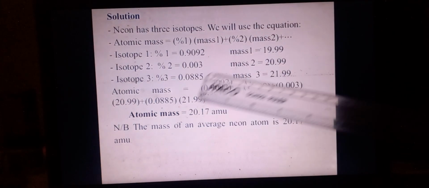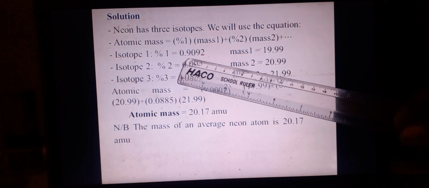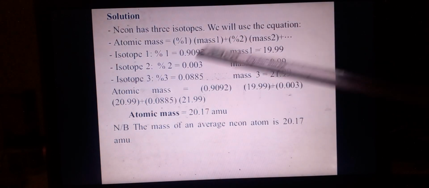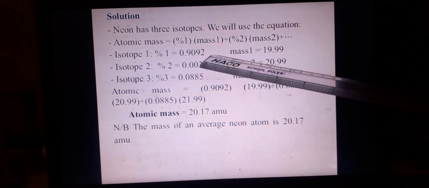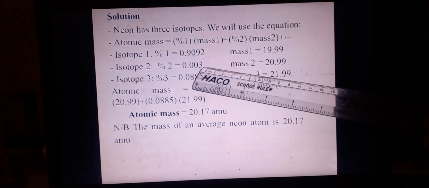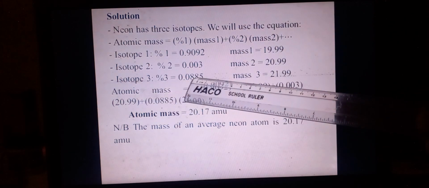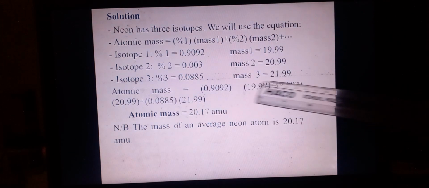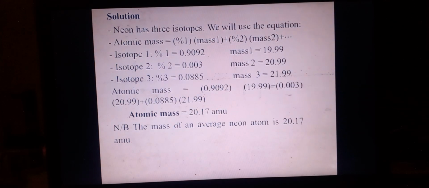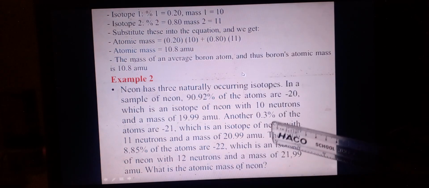There are 3 isotopes. For the first one, the percentage abundance is 0.9092. The second isotope is 0.003. The mass is 20.99. The last one is 0.0885. The mass number is 21.99. So you can just go about the question and see.